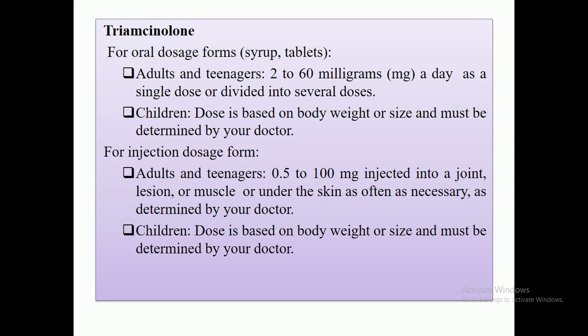Triamcinolone, this is the last corticosteroid, which is available in oral dosage form, in the form of syrup and tablets. For adults and teenagers, it is required 2 to 60 milligram as a single dose or divided into several doses. The dose for children is based on the body weight. Triamcinolone is also available in injectable form. For adults and teenagers, 0.5 to 100 milligram injected into the joint, lesion or muscle and under the skin, as often as necessary, as determined by your doctor.